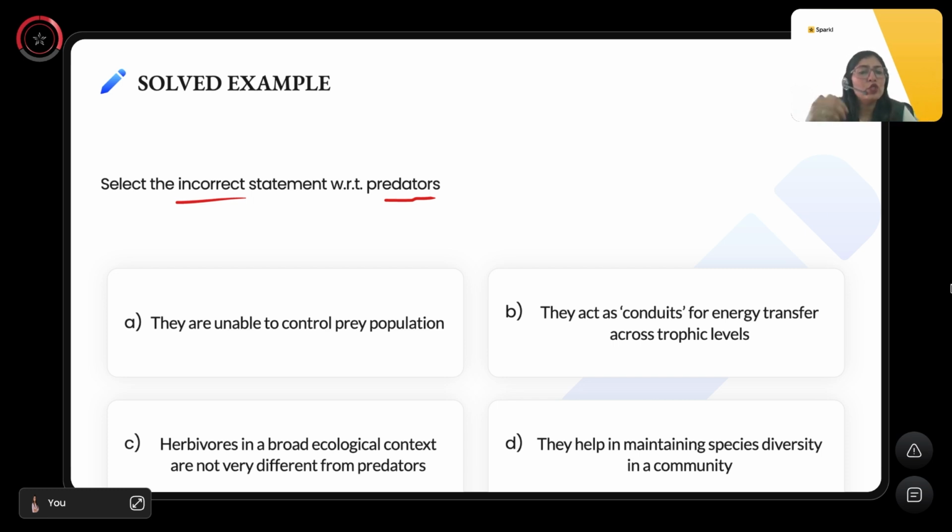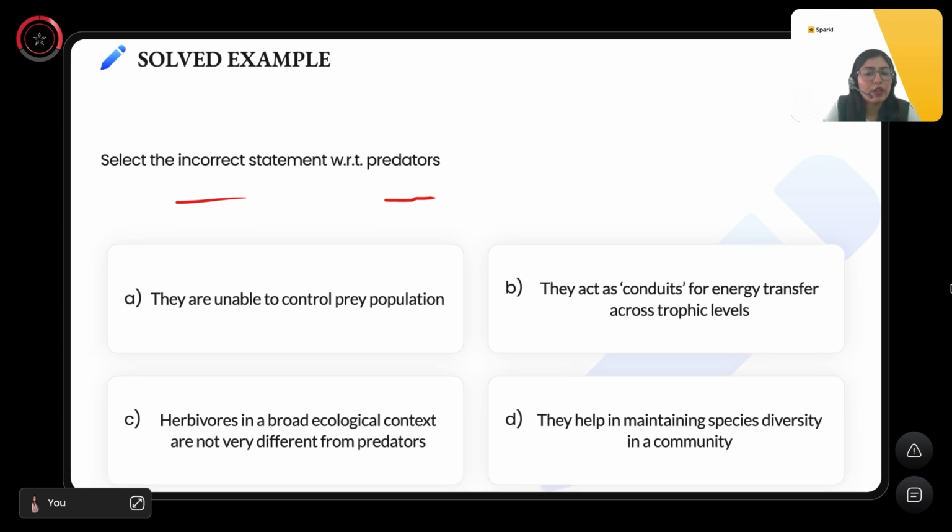So यहाँ पे क्वेश्चन आपसे प्रीडेटर्स के बारे में पूछ रहा है, सिमिलरली आपसे प्रीडेशन के बारे में क्वेश्चंस पूछे जा सकते हैं. So let us look at the features जो यहाँ पे दे रखे हैं and try to find out what the correct answer is. First option says they are unable to control prey population. बेटा प्रीडेटर्स जो होते हैं ये प्रे पॉपुलेशन को चेक में रखते हैं, कंट्रोल में रखते हैं. तो यहाँ ये जो स्टेटमेंट है हमारी इनकरेक्ट स्टेटमेंट हो जाती है with respect to predators.